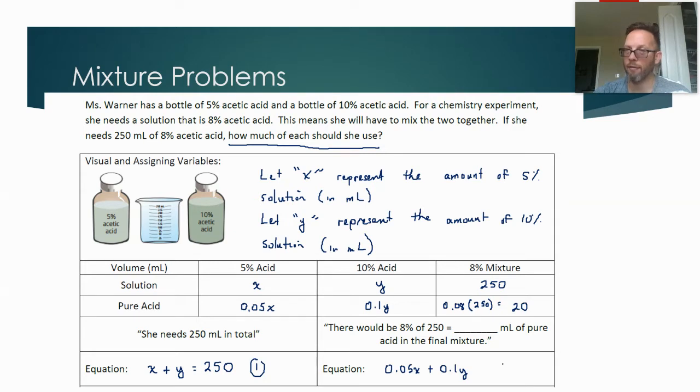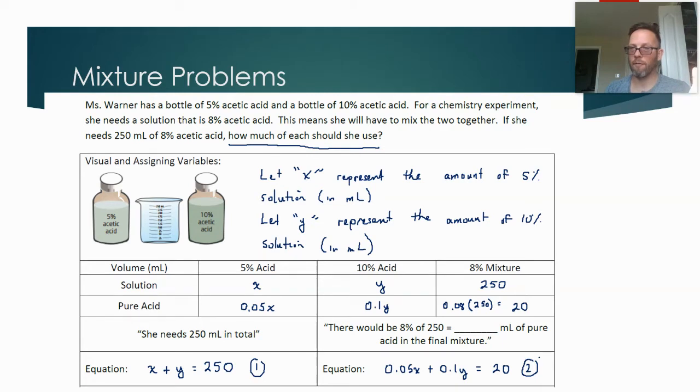That gives me the amount of acid in total. And altogether, that has to add up to 20 milliliters of pure acid. And so we've got our two equations. And honestly, guys, every mixture problem sets up exactly like this.